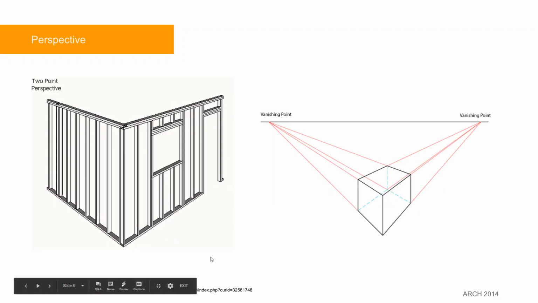Wanted to review the concept of perspective. Here we have the idea that an object in the front is larger than the object that recedes back. It's a common visual way to help us understand three-dimensional objects on a two-dimensional plane.